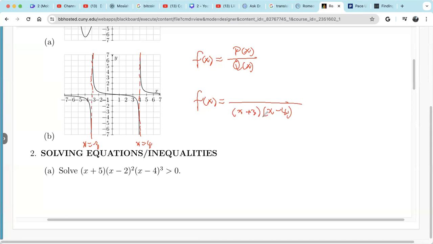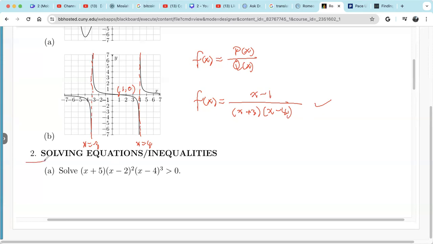And the numerator, we see this one in the first quadrant, this one in the second quadrant, and I think 1, 0 is on the graph. That means when x is 1, the function is 0. So our numerator is x minus 1, because when x equals 1, 1 minus 1 is 0, and 0 divided by anything will be 0. So this could be just one of the possible functions for this graph.